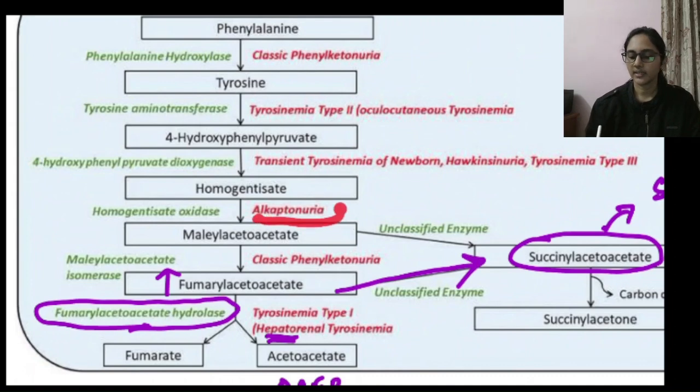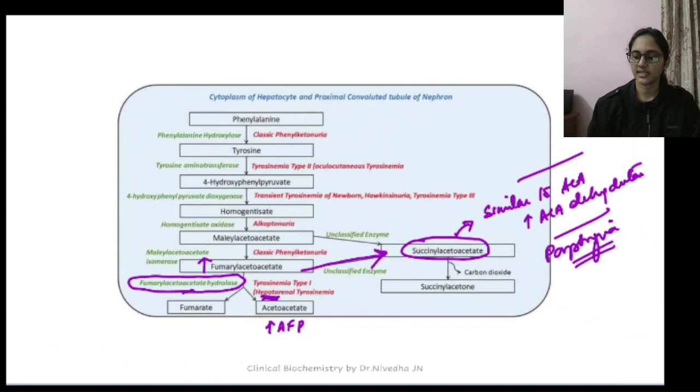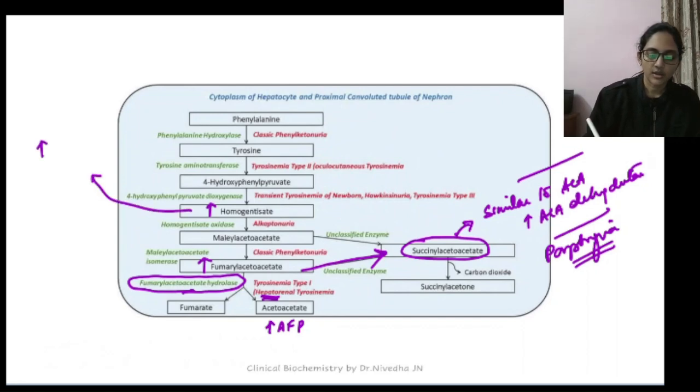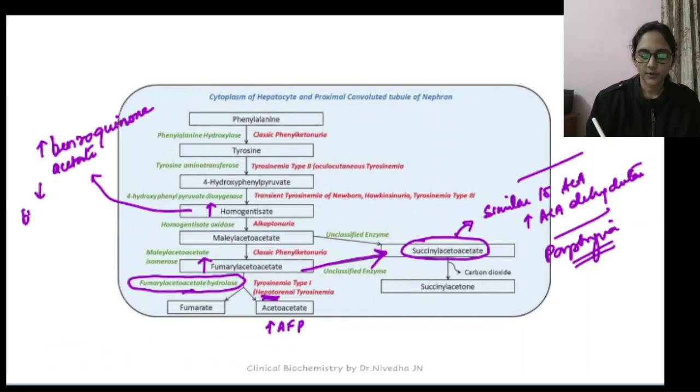And the main important disorder is alkaptonuria. Alkaptonuria is due to homogentisate oxidase deficiency, right? And what are the different manifestations of alkaptonuria? What increases? Homogentisic acid levels increase. That will get oxidized and it will form benzoquinone acetate. And that is responsible for the blackening of urine on standing. It's a classical feature of alkaptonuria.